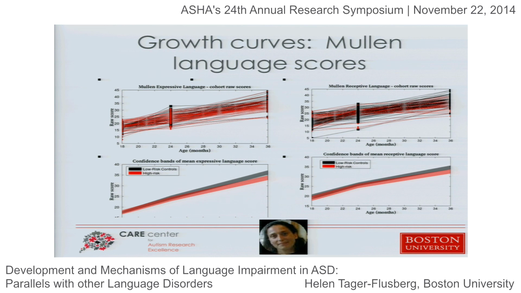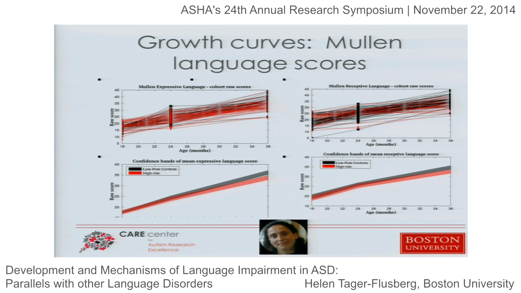What I'm showing you here are some growth curves that we did of Mullen language scores, and on the left is expressive language, and on the right is receptive language. And this is work from Katerina Stamoulis at Children's Hospital, and she just mapped out the data for us. And what you can see here is in gray are the low-risk controls. This is kind of the aggregate data, but you can see all the variability. And in pink are the high-risk infants.